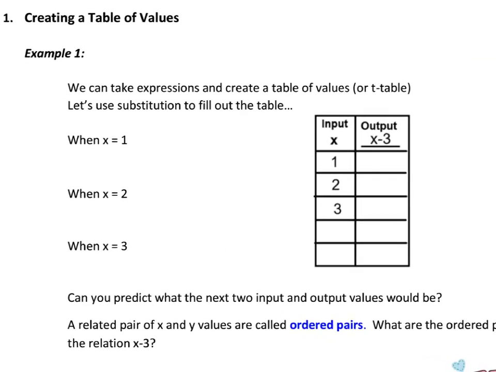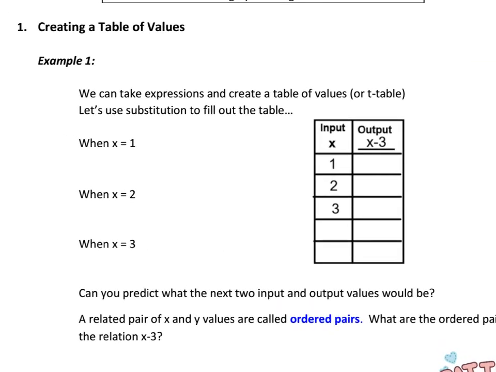Okay, so we're just gonna zoom in here and we look and see how this is just going to be, instead of x, I'm just gonna put in 1. So 1 minus 3 gives us negative 2. Same thing here for our input of 2. I'm gonna replace the x with 2 and I have negative 1. And here 3 minus 3 gives us 0.